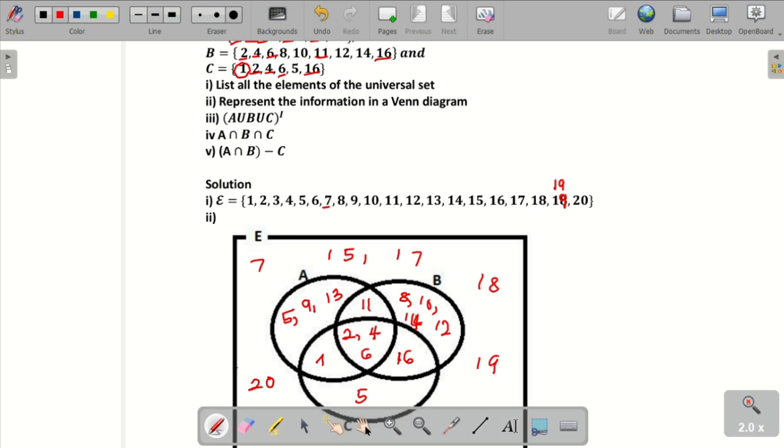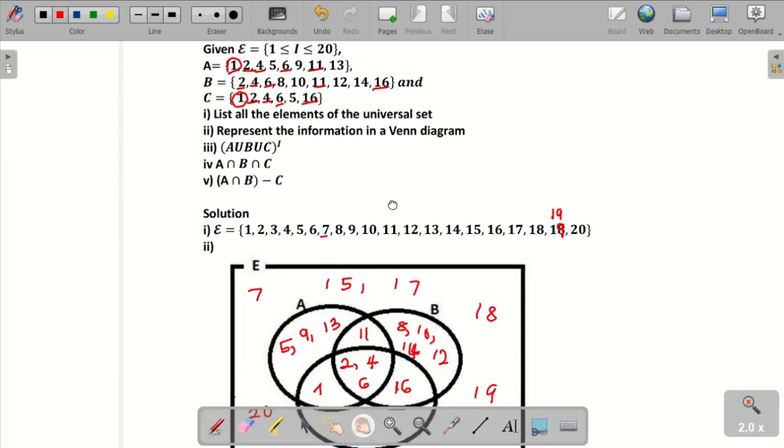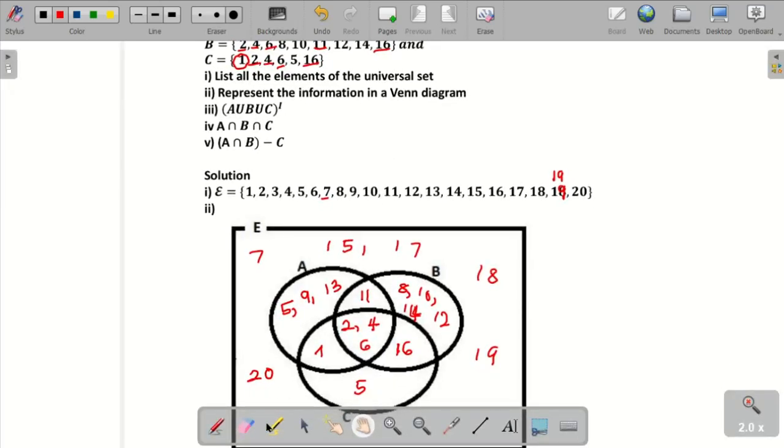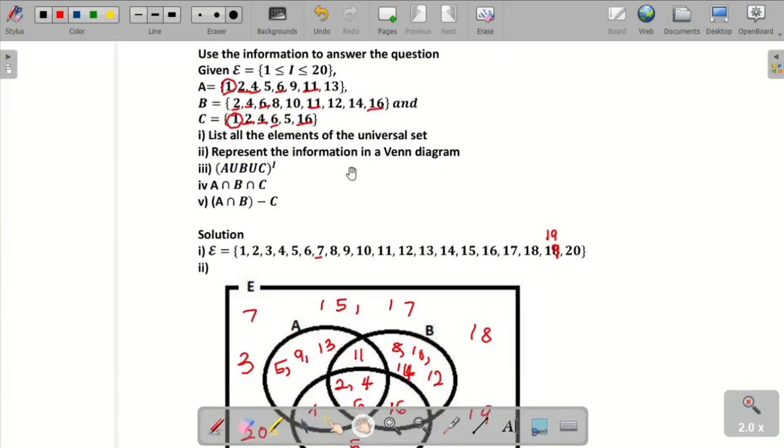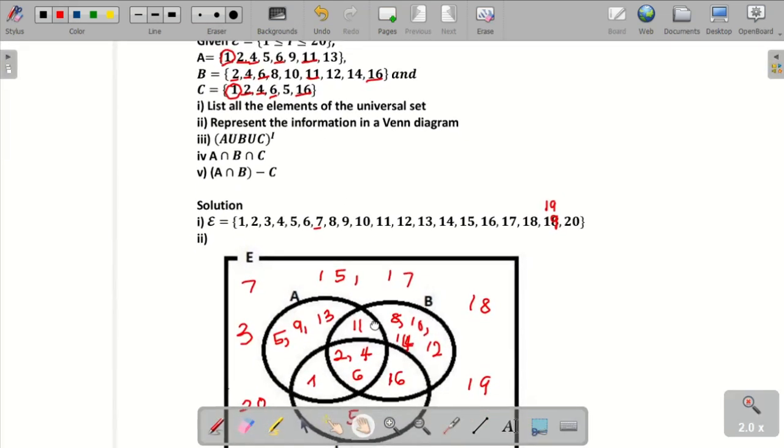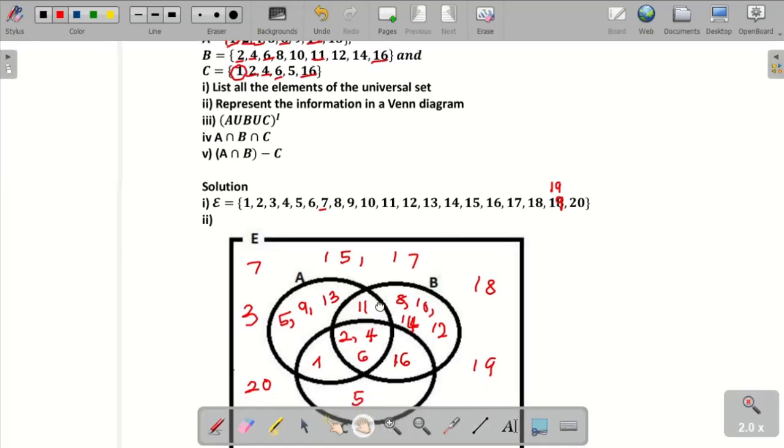3 is also part of it. So we also indicate 3 here. So every other element that is not present in the subsets A, B, C is indicated in the rectangle. So now we are able to do that. So we are able to represent the information in a Venn diagram.